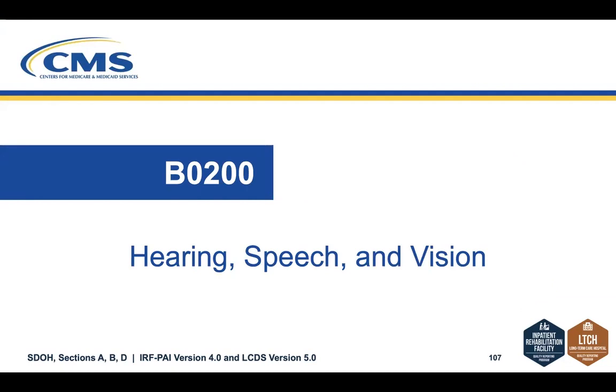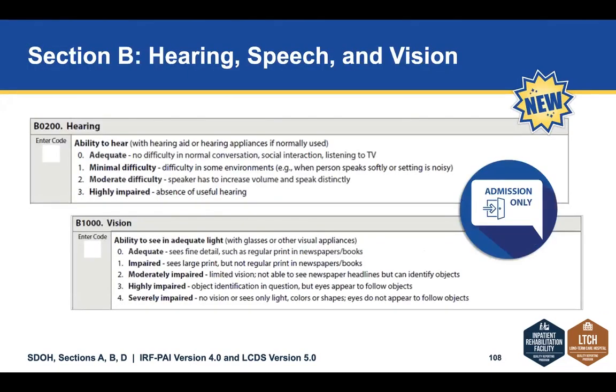The next new data elements we are reviewing can be found in section B, which includes data elements related to hearing, speech, and vision. The two new data elements being added to the IRF-PAI and LCDS are B0200 hearing and B1000 vision. These data elements can be seen on page 5 of the IRF-PAI admission section and on page 6 of the LCDS admission assessment. These data elements are completed on admission only.